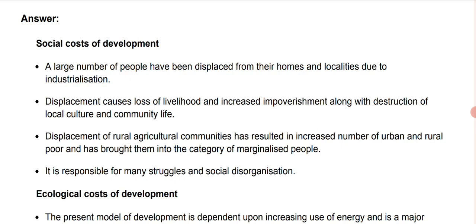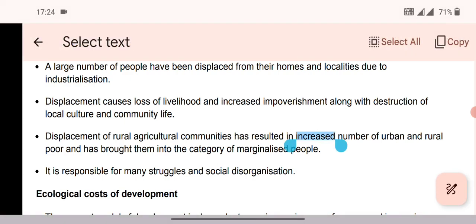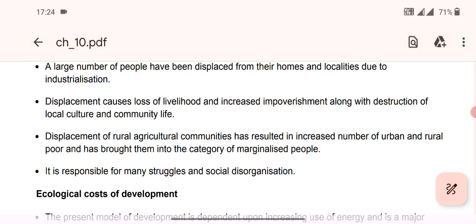Now the people are displaced, their culture, their local traditions, all of that almost vanishes because they are displaced to different places across the country. Displacement of rural agriculture communities has resulted in an increased number of urban and rural poor and has brought them into the category of marginalized people.